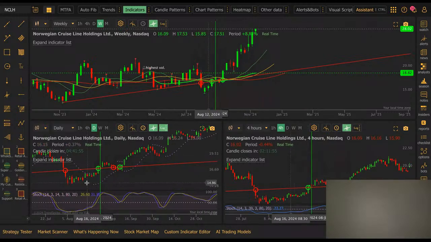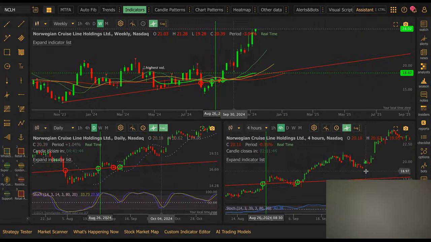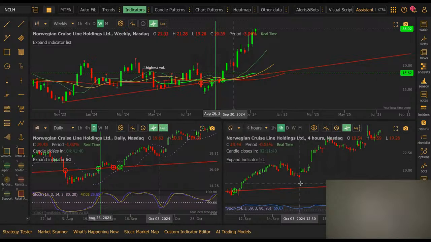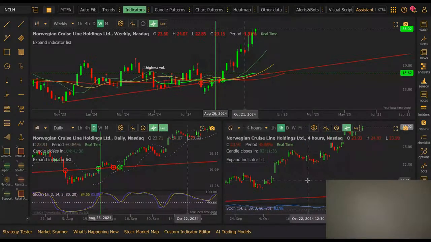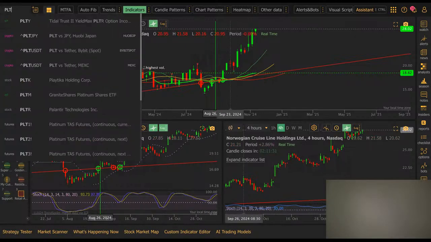One thing I see here is that on the daily, 4 hour, daily, weekly, it was actually high here. And let's see if it came back down to test. So the next time it came down is right around here. It came to the 50 midline. So that's on Norwegian. Now we're going to take a look at PLTR.